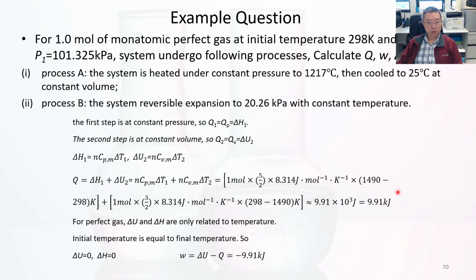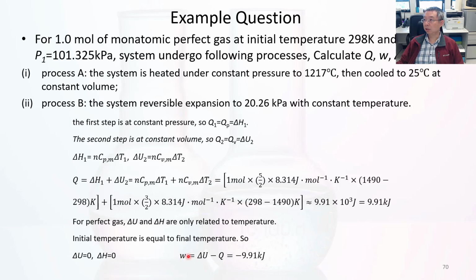Okay, it equals, finally, 9.91 kilojoules. For a perfect gas, delta H and delta U are not only related to the temperatures. So we know that the final and initial temperatures are actually the same. So the delta U and delta H would be equal to 0, because delta U and delta H is equal to 0, so I can calculate it.